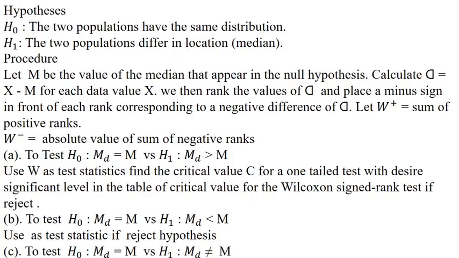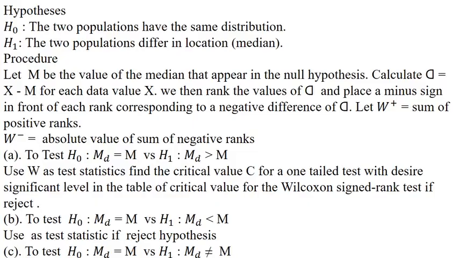Let W plus be the sum of our positive ranks and W minus be the absolute value of the sum of negative ranks. Then to test H0, given our median is equal to m, versus H1, given our median is greater than m, we use W as the test statistic. Then we find the critical value for a one-tailed test with the desired significance level in the table of critical values for the Wilcoxon signed rank test. It's also in our statistical table.